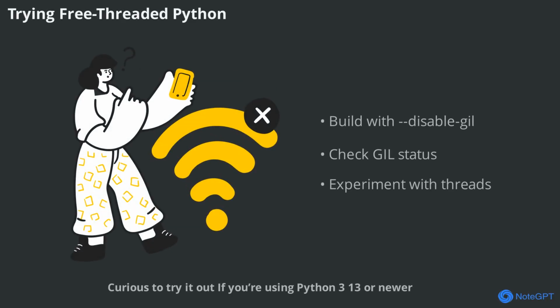Curious to try it out? If you're using Python 3.13 or newer, you can build Python without the GIL by using a special command. Once installed, you can check if the GIL is disabled and start experimenting with true multi-threaded code. Just remember, this is still a new feature, so expect some rough edges and keep an eye on library support.